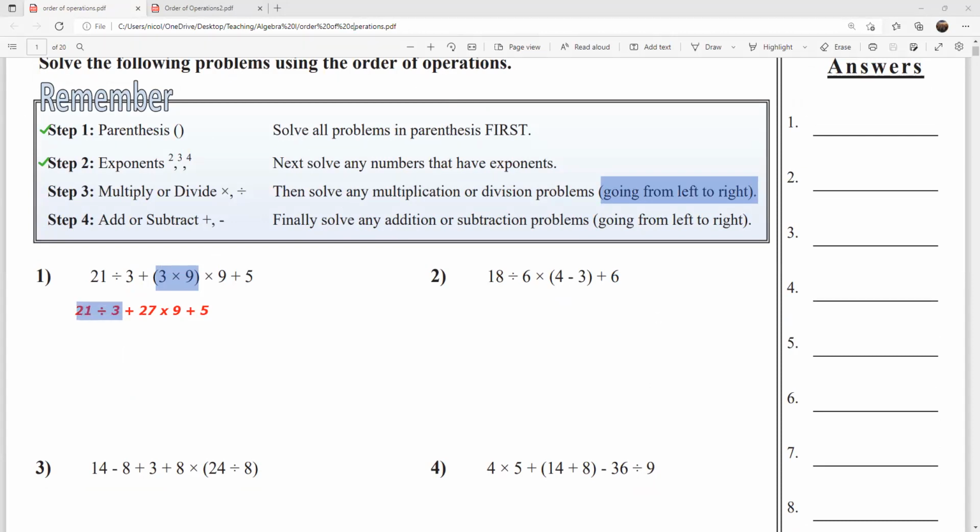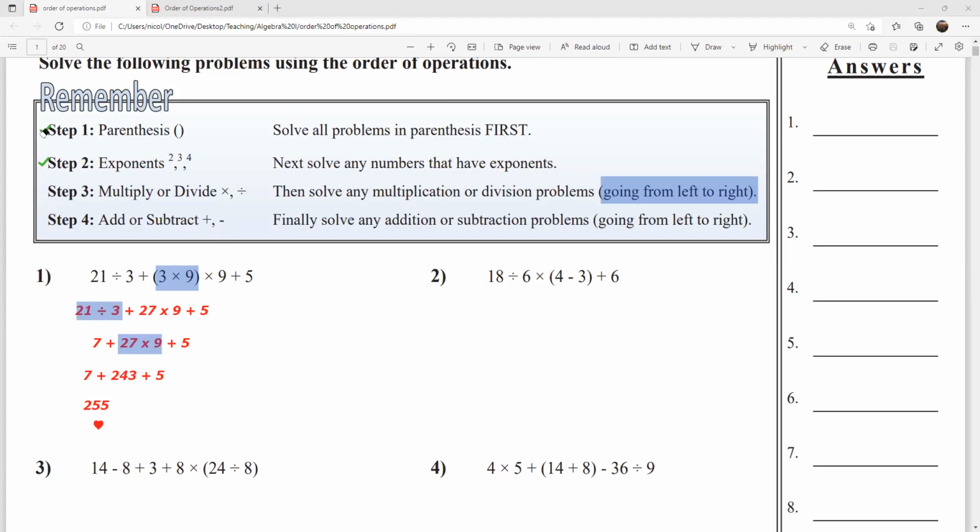21 divided by 3 is 7. So I now have 7 plus 27 times 9 plus 5. Okay, is the multiplication and division done? No, I still have this multiplication here. So 27 times 9 gets you 243. So you have 7 plus 243 plus 5, and you can just add all those together and you get 255, which is the correct answer.